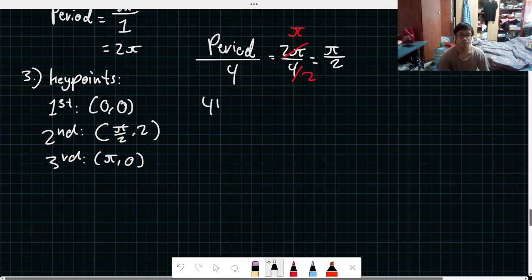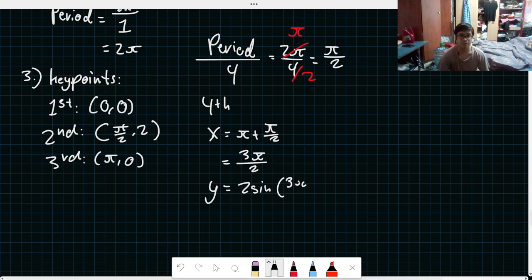Now for your fourth key point, we will do the same thing as what we did for the third and second key points. For your x, we're going to add pi all over 2 to the recent x value found, which is pi. So pi plus pi all over 2. In this case, this would be 2 pi plus pi, 3 pi, so 3 pi all over 2. That is the x of your fourth key point. Then substituting it into your given sine function, 2 times sine of 3 pi all over 2, that's basically 2 times sine of 270 degrees. So it's negative 1. So 2 times negative 1 is negative 2. So you have 3 pi all over 2 and negative 2. That's your fourth key point.